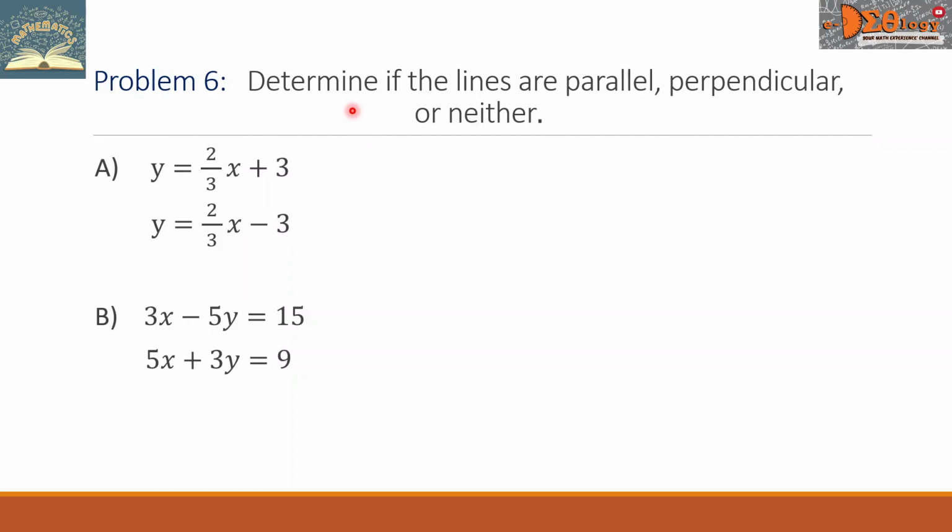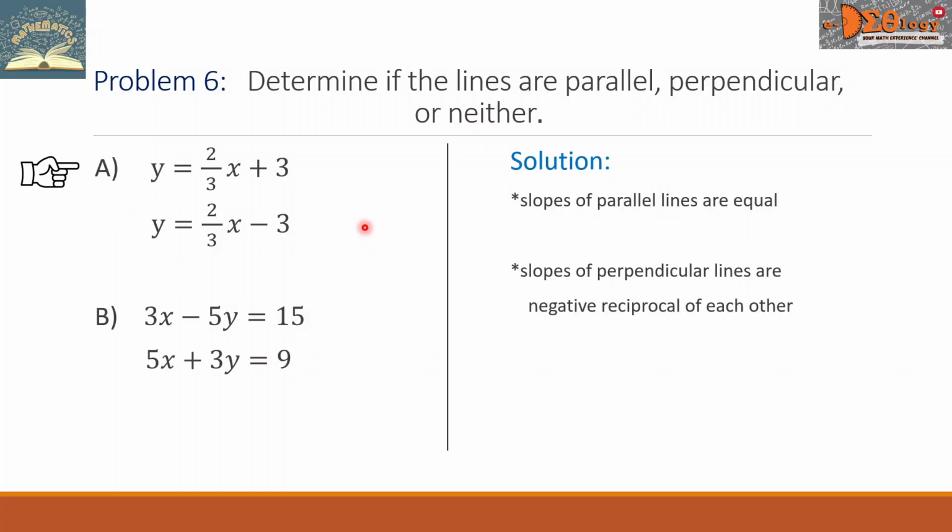Problem 6. Determine if the lines are parallel, perpendicular, or neither. We have group A. There are two equations. We know that the slopes of parallel lines are equal. Also, slopes of perpendicular lines are negative reciprocal of each other.